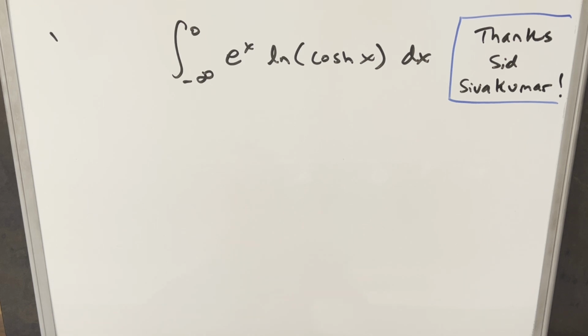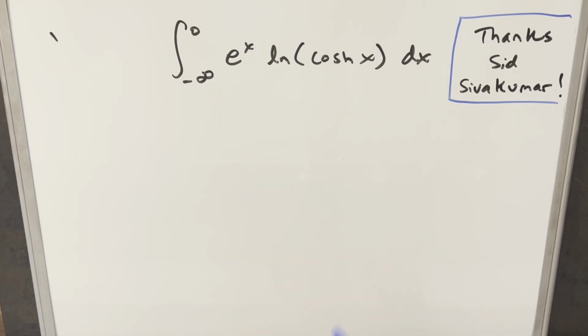Okay, we have a really interesting integral here today. This one was sent to me by Sid, who created some really nice problems, and I'll probably do a few more of these. But to start with, problem number one, we have the integral from minus infinity to 0 of e to the x times natural log cosh of x dx.